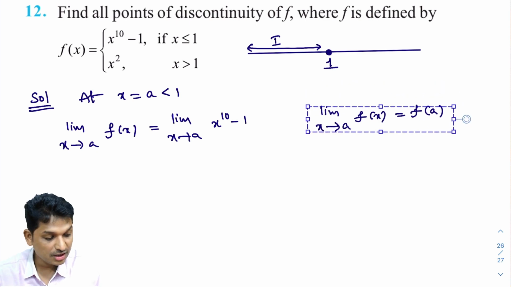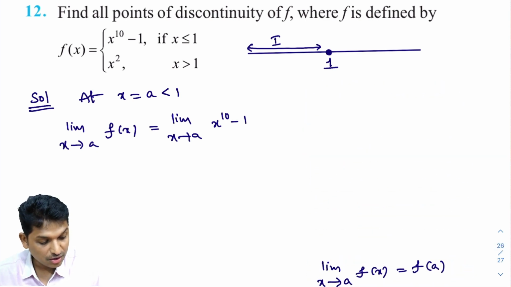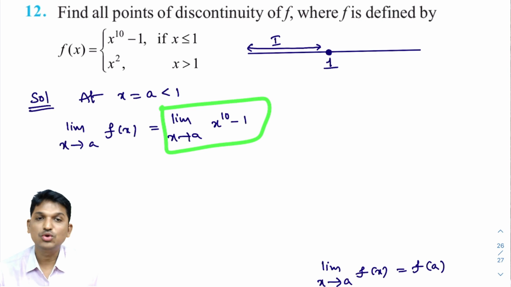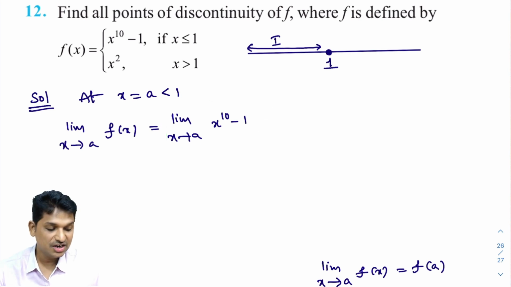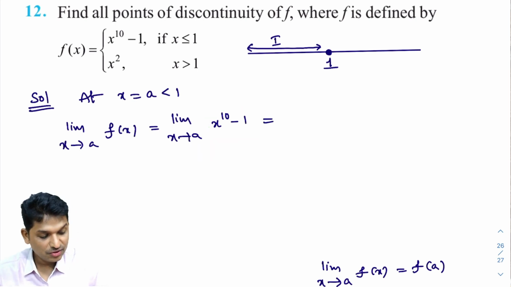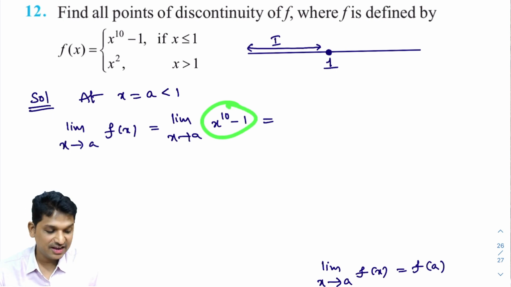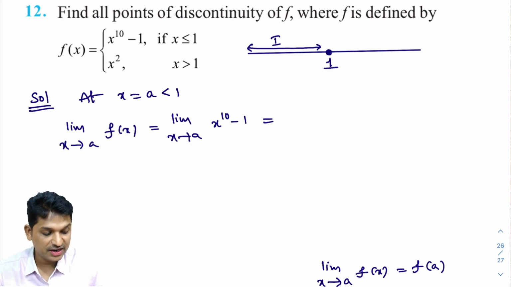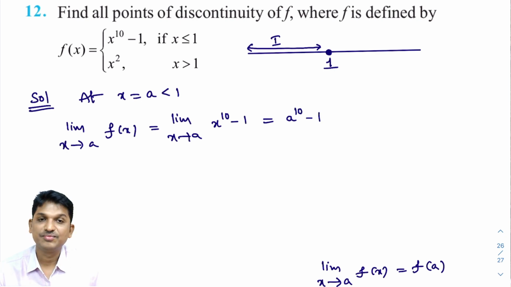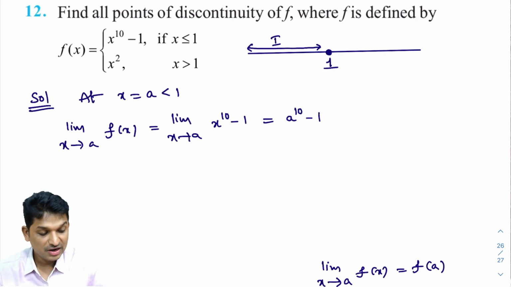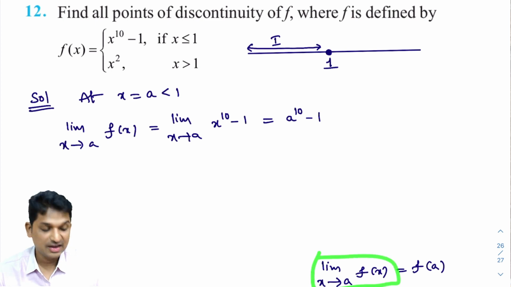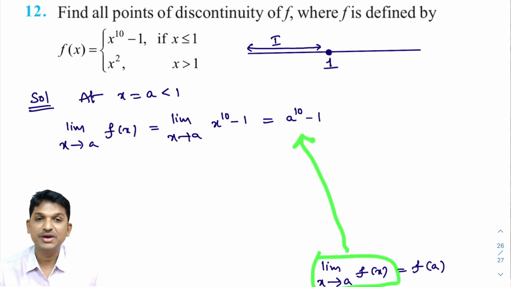Now I need to calculate this one. How to calculate this? In this function, wherever x is there, you write the a value. So what will you get? You will get a power 10 minus 1. So I calculated this one, and I got a power 10 minus 1.